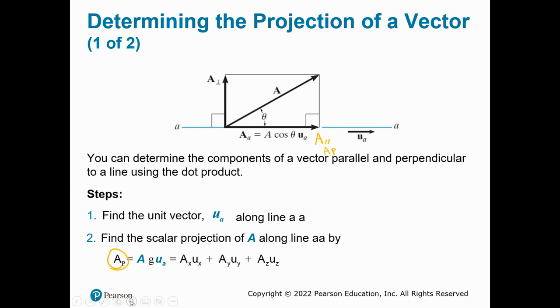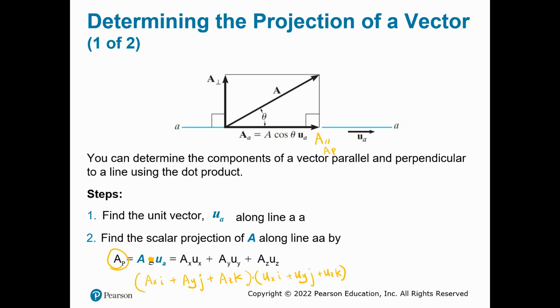Okay, so if you keep going, find the scalar projection of A along line AA by using the dot product. So over here, this means A dot UA, with UA being the unit vector along the line. Expanding this equation a little more, A is going to be AXI plus AYJ plus AZK, and you have the dot product with the unit vector, UXI plus UYJ plus UZK.